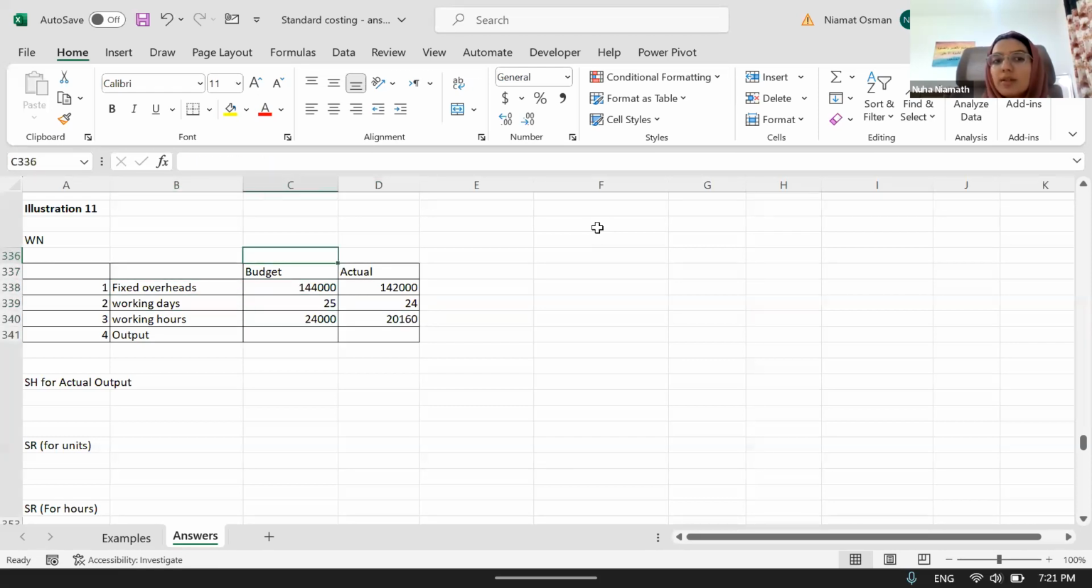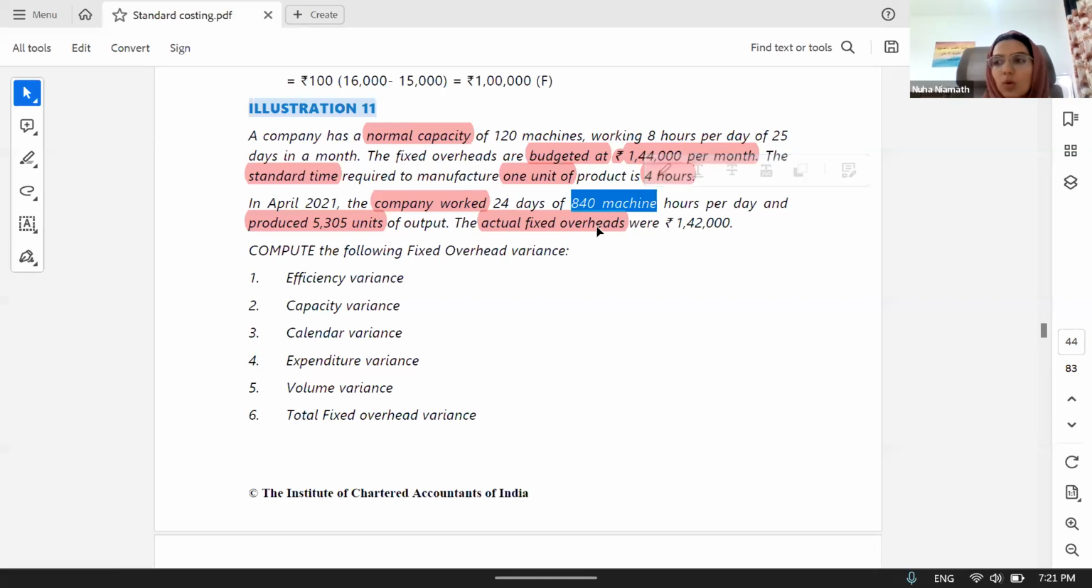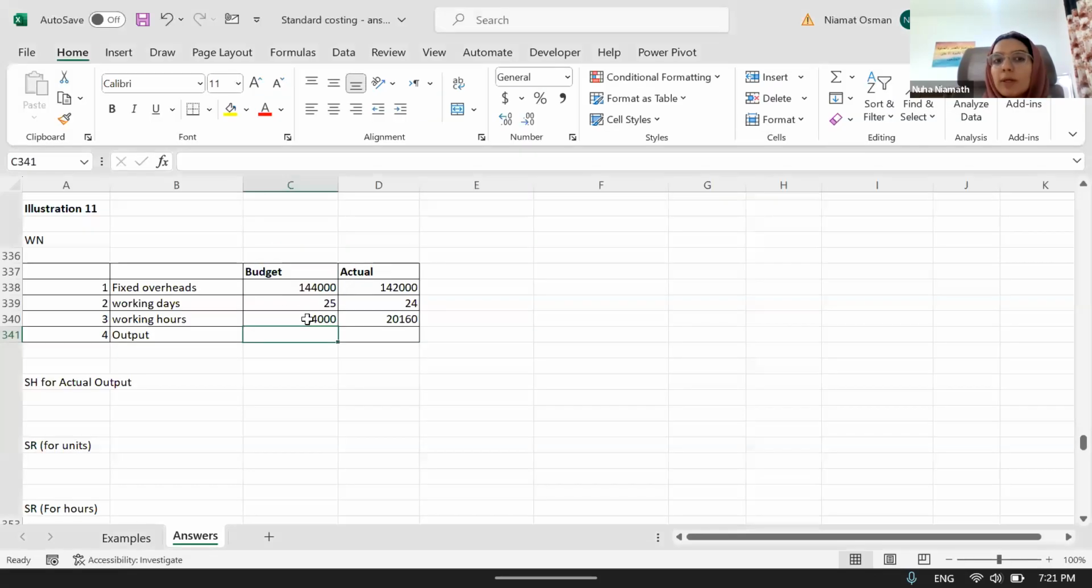So this is budgeted. Please be clear. This is budgeted. This is actual. Okay. Now coming to output. What is our production output that we have budgeted? Our standard time to take one unit is 4 hours, isn't it? So if we have a budget of 24,000 hours, how many units can we produce in 24,000 hours? 24,000 by 4 hours, which is 6,000 units, isn't it?